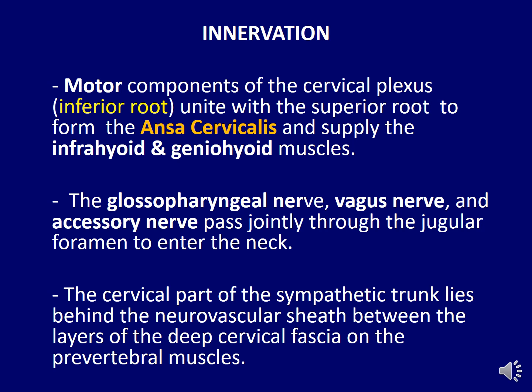The glossopharyngeal nerve, vagus nerve, and the accessory nerve pass jointly through the jugular foramen to enter the neck. The cervical part of the sympathetic trunk lies behind the neurovascular sheath between the layers of the deep cervical fascia on the prevertebral muscles.